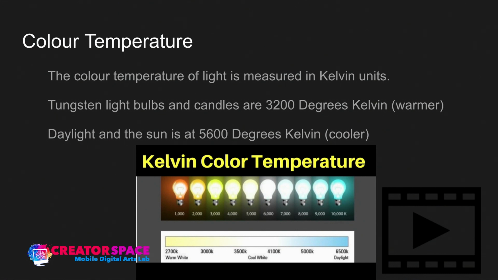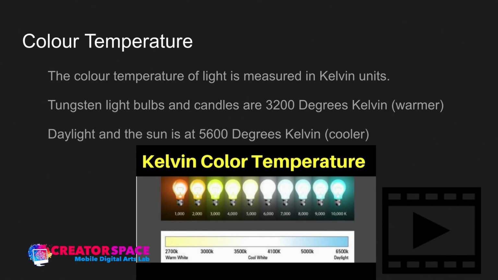If it's cooler, 5600 degrees, that's like a daylight temperature, and that could be more like the sun. So even though we think of the sun as being warm, it's actually a very cool light. Sunlight is 5600, and tungsten light bulbs, fire, and candles are on the warmer side, so it's a lower number.